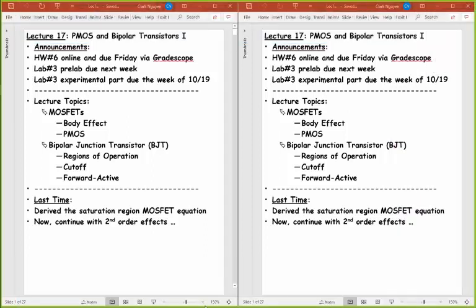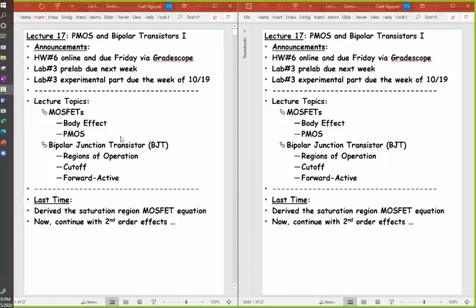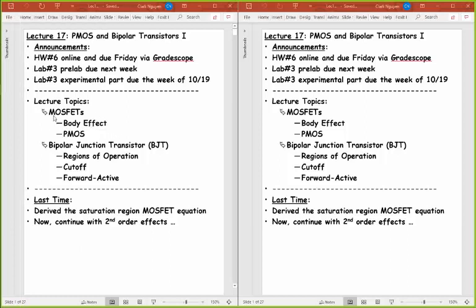And so lecture topics today, again, we'll finish up MOSFETs and talk about the body effect, which is what I started with last time, and then start talking about PMOS, which is sort of the opposite of NMOS, but works pretty much the same way. We'll then take a look at the other transistor that we'll be interested in, which is the bipolar junction transistor, regions of operation, cutoff, forward active.